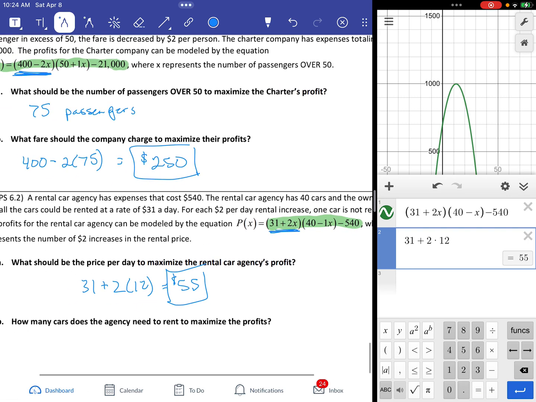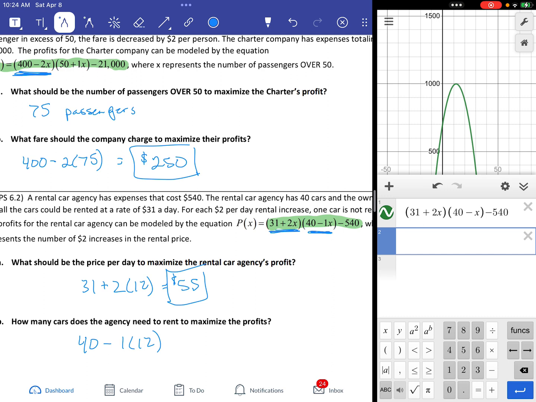Okay. And how many cars does the agency need to rent to maximize the profits? So that's this part of our equation, the 40 minus 1x. So we're going to do 40 minus 1 times 12. So 40 minus 12 would be 28. There you go.